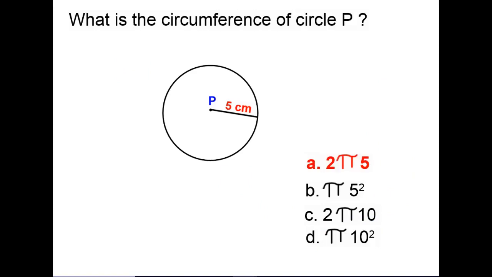Circumference is also on your formula sheet. It's C equals 2 pi r. And r here is 5, so it's going to be 2 pi 5.